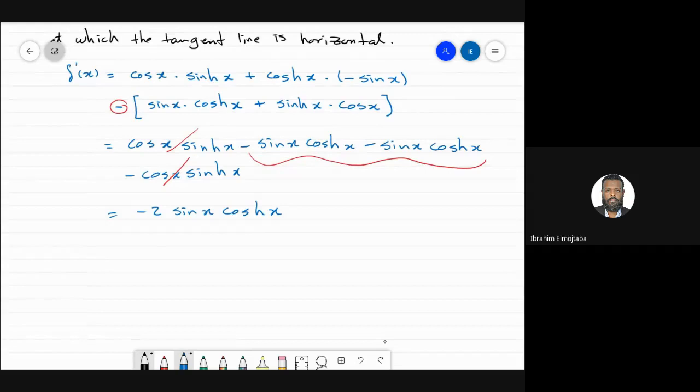Now the main point is that the tangent line is horizontal.